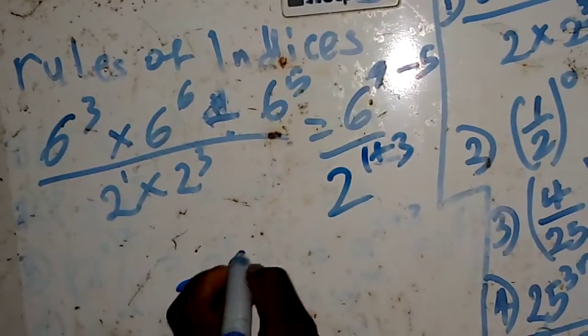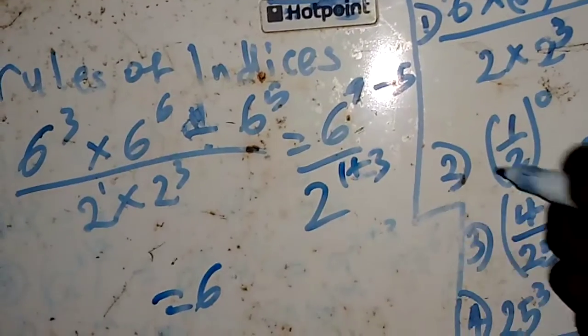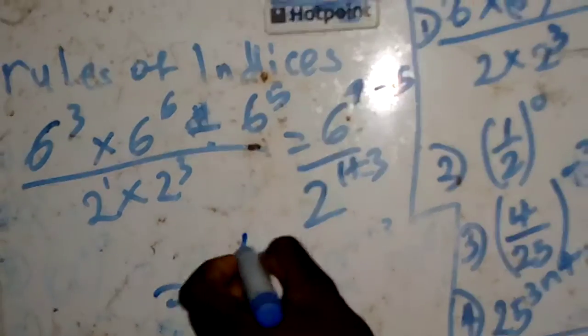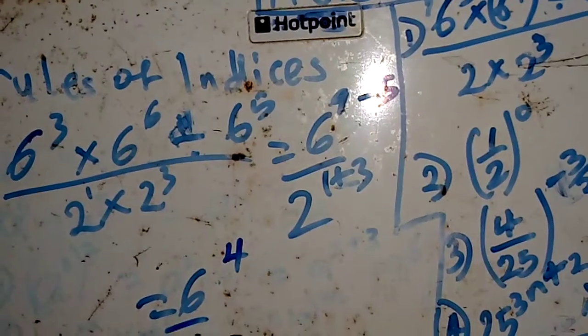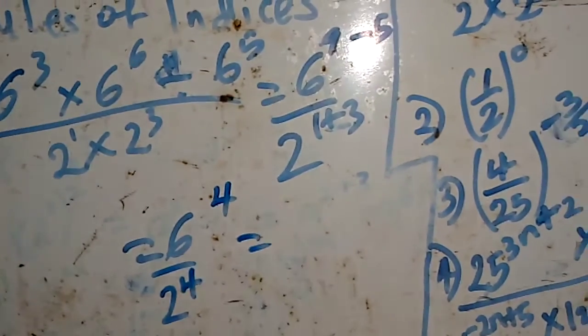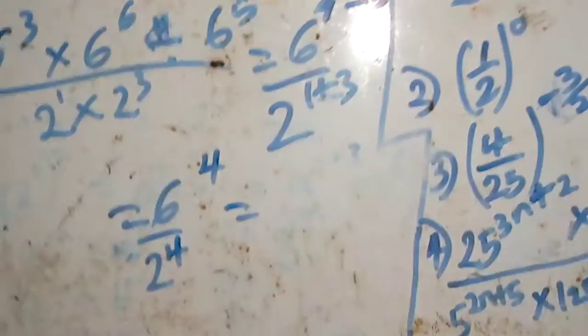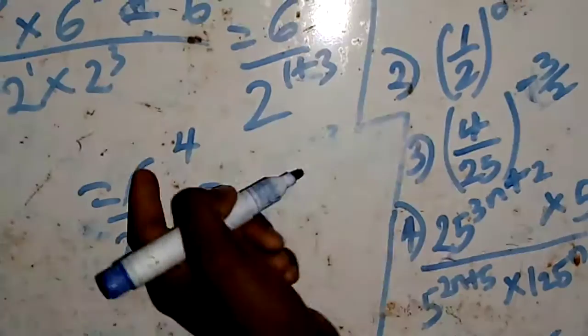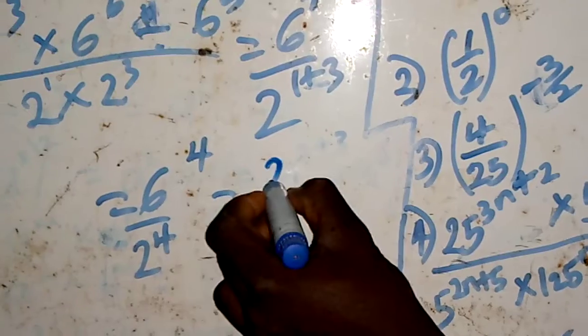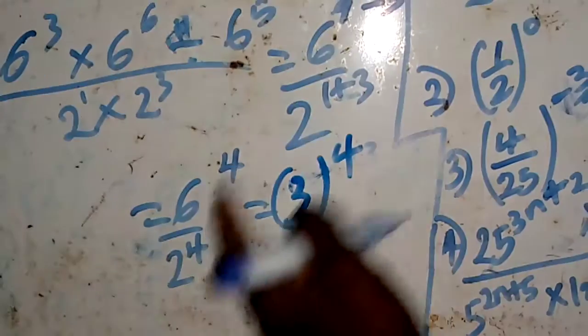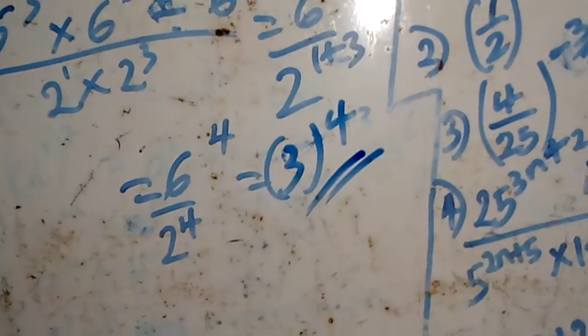So what will be our final answer now? Before getting to our final answer, 9 minus 5, that's 4, divided by 2 raised to power 4. I want you guys to take note: the same power but different bases. So you divide it, 6 divided by 2, that's 3 raised to power 4. So you pick the 4. You must know that that's the final answer.